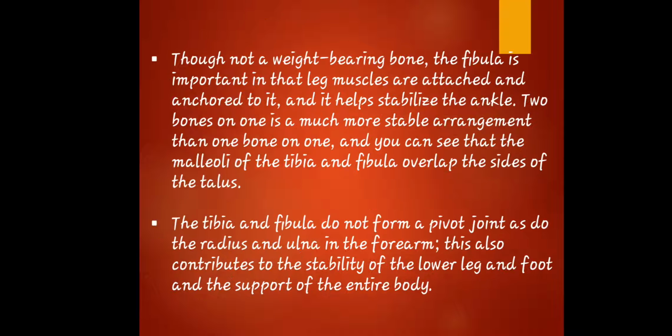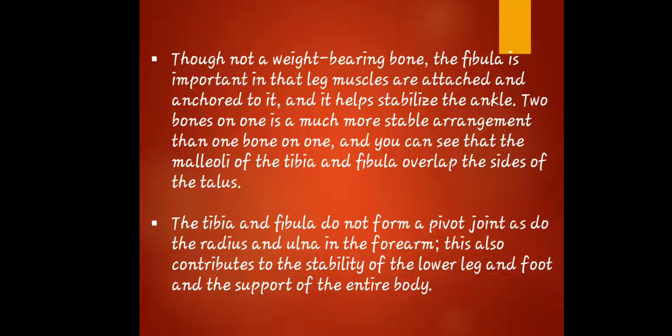Okay, let's proceed. I will not be reading this one because this is actually pertaining to the process of how the fibula and tibia can function. So let me read this statement below. The tibia and fibula do not form a pivot joint as do the radius and ulna in the forearm. This also contributes to the stability of the lower leg and foot and support of the entire body.